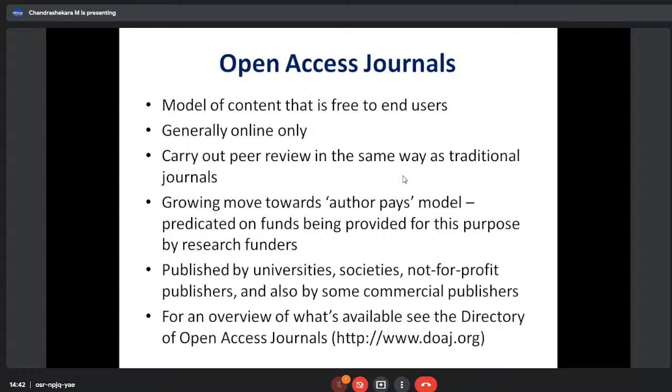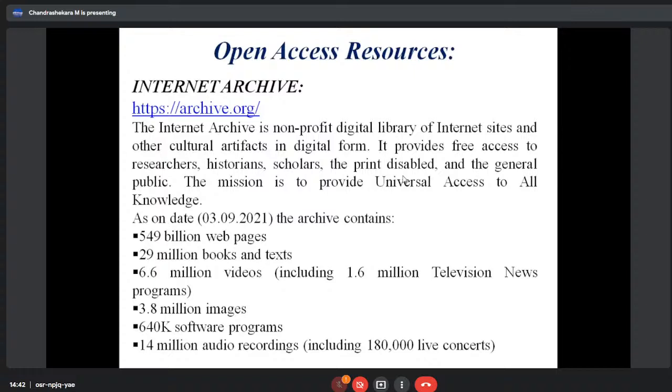These are some of the open access resources you can see. Resource one is the Internet Archive. The Internet Archive is a non-profit digital library of internet sites and other cultural artifacts in digital form. As of this November, the archive contains 549 billion web pages, 29 million books and texts, 6.6 million videos, 3.8 million images, 640 kilobytes of software programs, and 114 million audio recordings, including 180,000 live concerts.